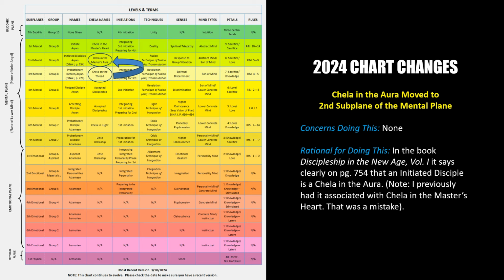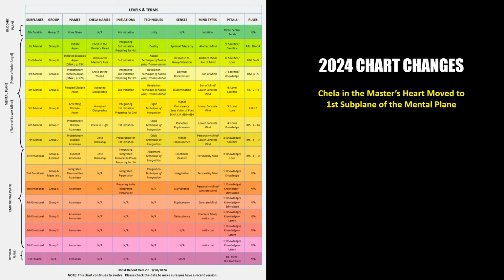And it is said quite plainly that an initiated disciple is a Chela in the aura. So previously I had the initiated disciple associated with the Chela in the Master's heart. That clearly is a mistake. And finally, the Chela in the Master's heart is moved up to the first subplane of the mental plane. And I don't have any concerns for doing this either.